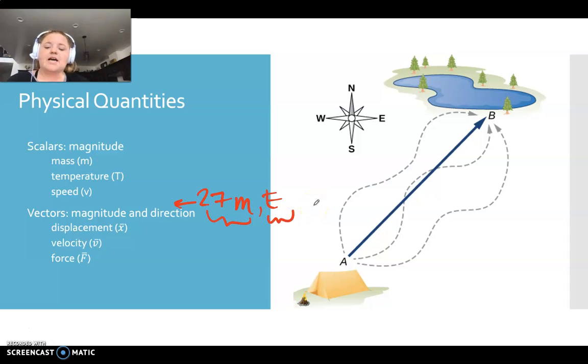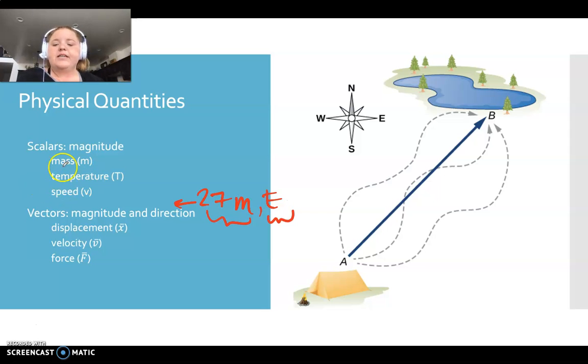Okay, so things that are vectors are displacement. So something like what I just wrote, that's a displacement. Velocity and force. Okay, and we'll talk about a few more down the road, but I just wanted to get you guys in that mindset of what a scalar is versus what a vector is.